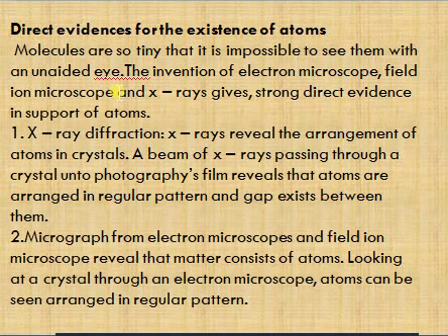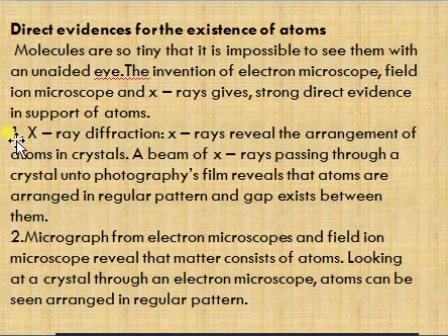Now the invention of the electron microscope, field ion microscope and X-rays gives us strong direct evidence in support of the existence of atoms as matter. So we now look at the direct evidence. Remember the ones we talked about earlier, they are not direct, they are indirect.